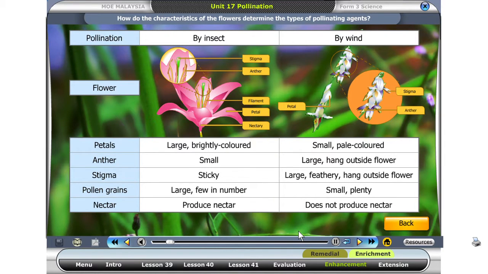How do the characteristics of the flowers determine the types of pollinating agents? Insect-pollinated flowers have large, brightly colored petals, sticky stigmas, and small anthers. These flowers produce nectar and small amounts of large pollen grains. Wind-pollinated flowers produce large amounts of small and light pollen grains, and anthers hang outside the flower on long styles. They do not produce nectar.